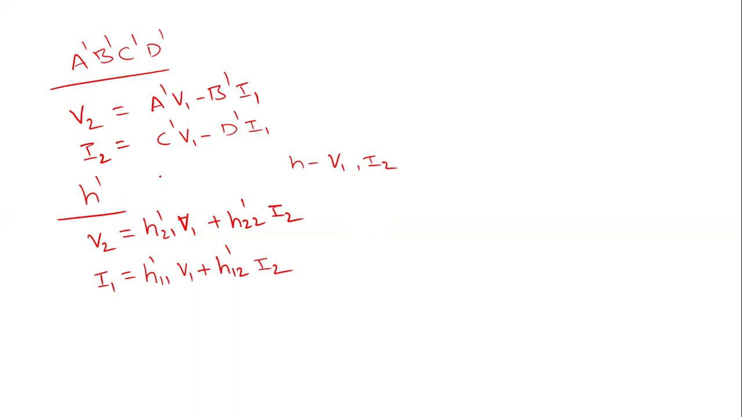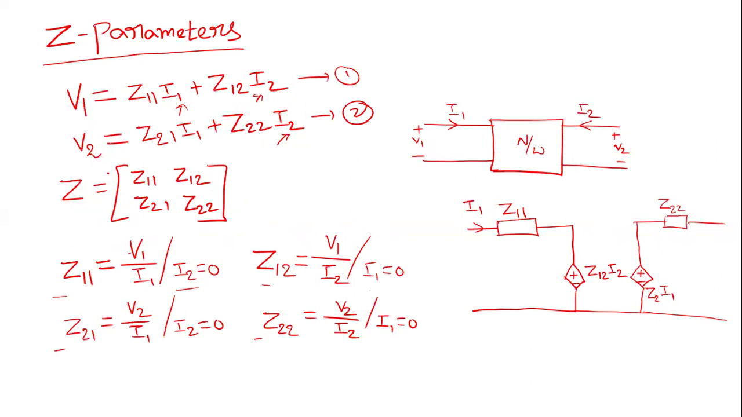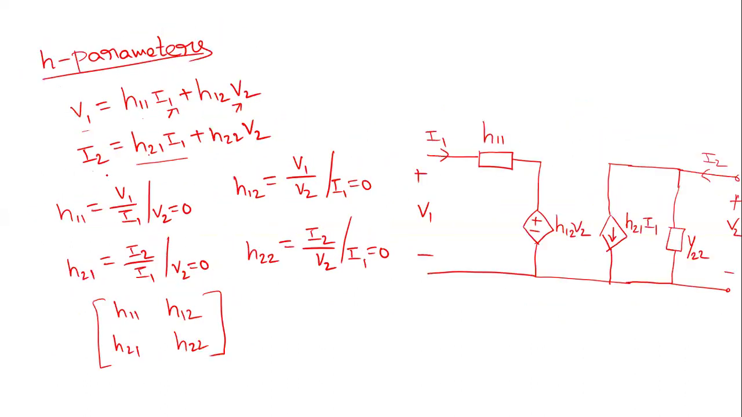Now, there is not much interest in these inverse parameters. So we'll mainly focus on these four parameters: Z, Y, ABCD, and H parameters.